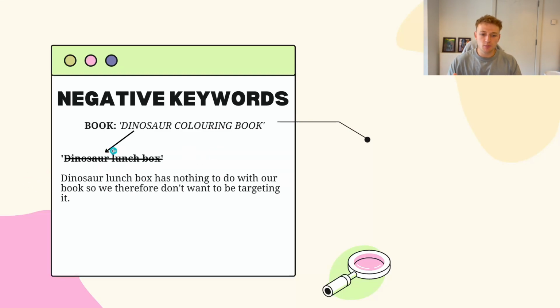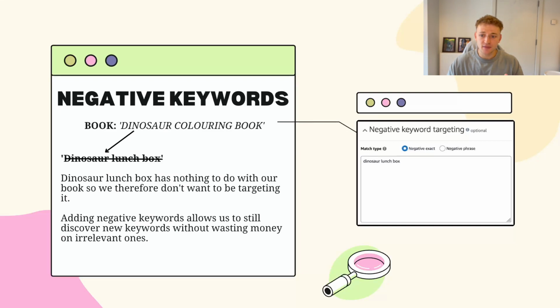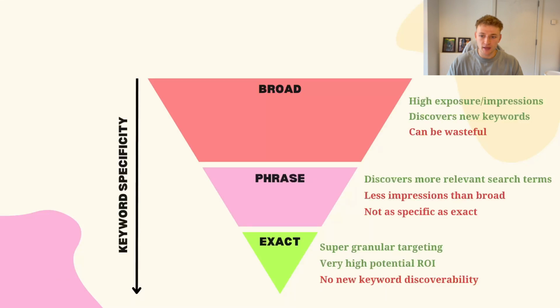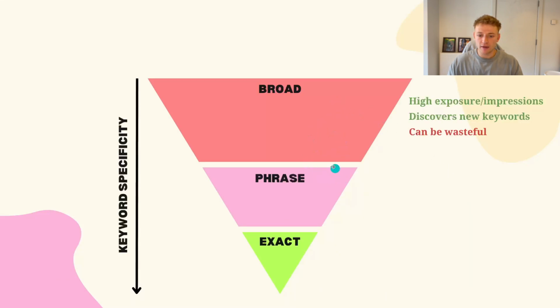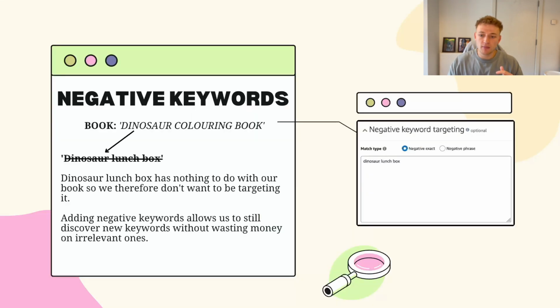Dinosaur lunchbox in this example has absolutely nothing to do with our book, so we don't want to be targeting against it. Adding negative keywords, you can see here in the box that shows when you are launching an Amazon ad campaign, allows us to still discover new keywords without wasting our money on irrelevant ones. So if you're creating your manual ad and you want to include some broad and phrase terms, but you know there are some specific search terms you really don't want your book to show up against, that's when you put them in this negative targeting box, because you're just going to be wasting money on phrases like this.